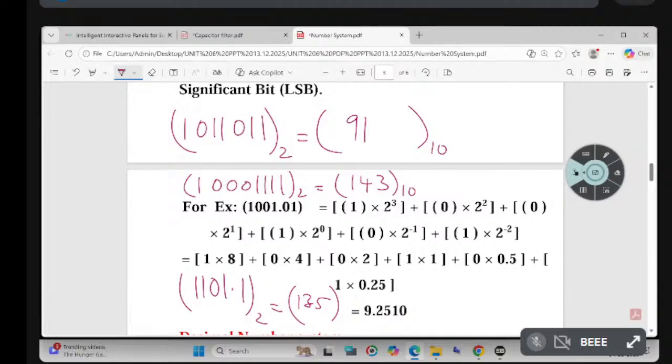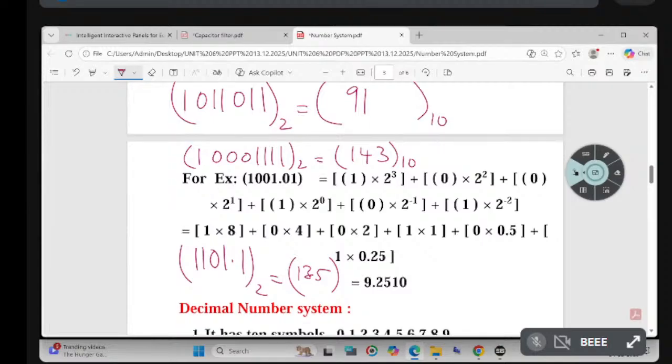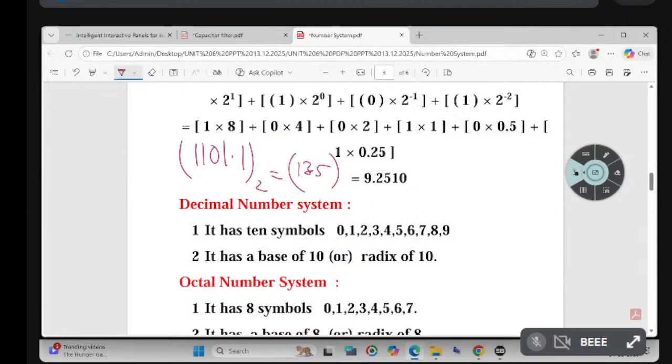Next one, decimal. Third problem 3: 1101.1 base 2. The answer is 13.5 base 10. You have to do the calculation.